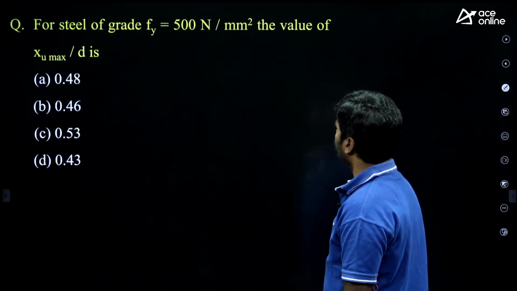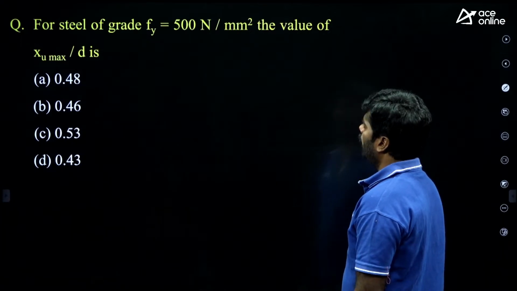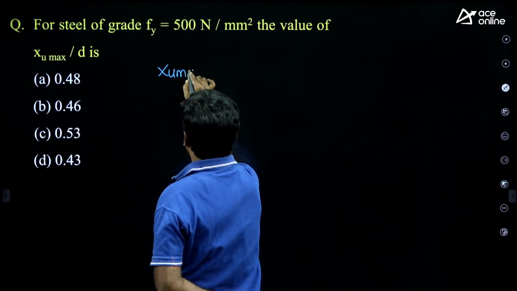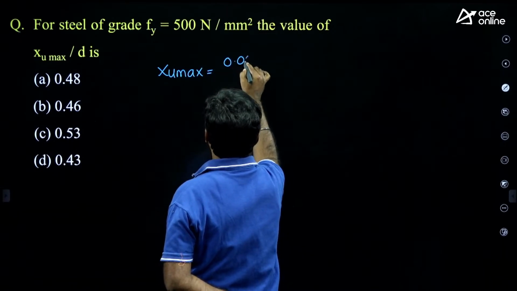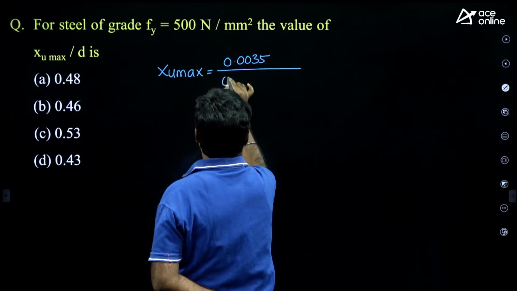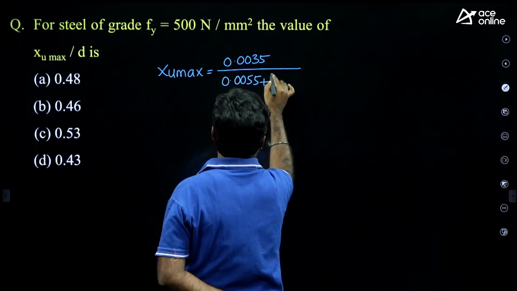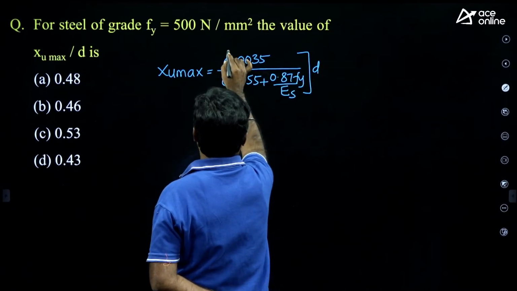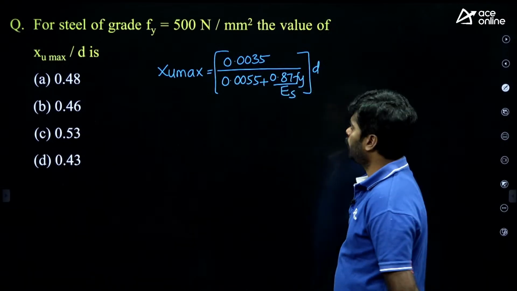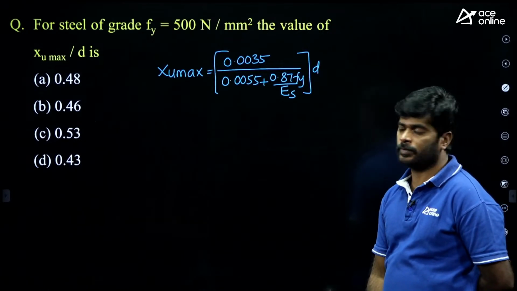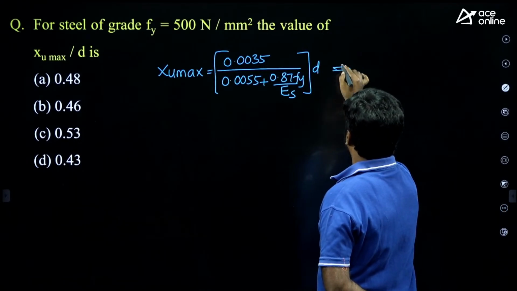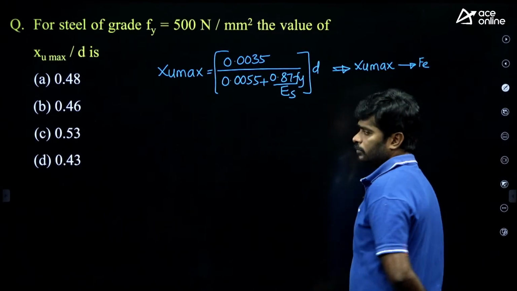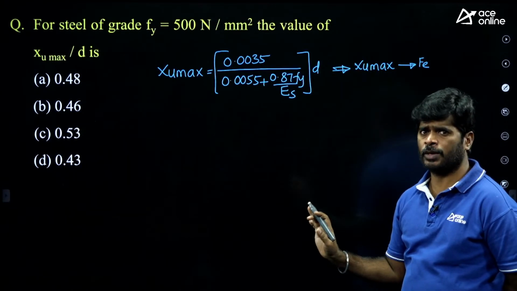For steel of grade Fy equals 500 Newton per mm square, the value of xu max upon d. xu max equal to 0.0035 upon (0.0055 plus 0.87 Fy upon Es) into d. Here xu max depends on only steel grade. Okay, d is a constant, d effective depth which is constant.